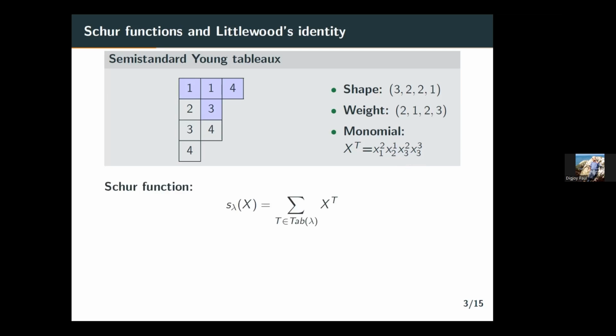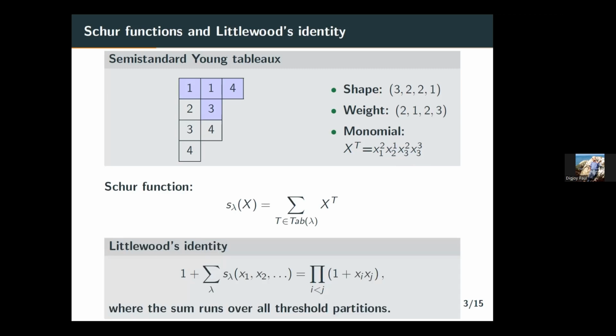Now one can ask about the generating function, and the Schur function is the generating function for the semi-standard Young tableaux of a particular shape. And the Littlewood identity gives you the required expansion. And William Birch, by providing a bijection between graphs and semi-standard Young tableaux of threshold shape, gives a bijective proof of this identity.